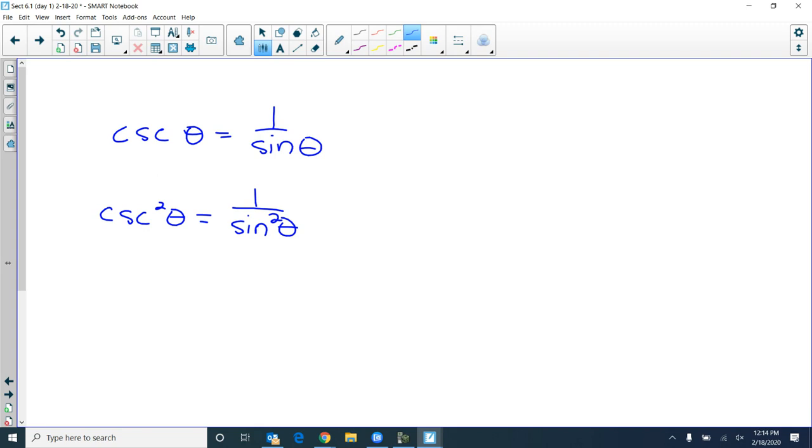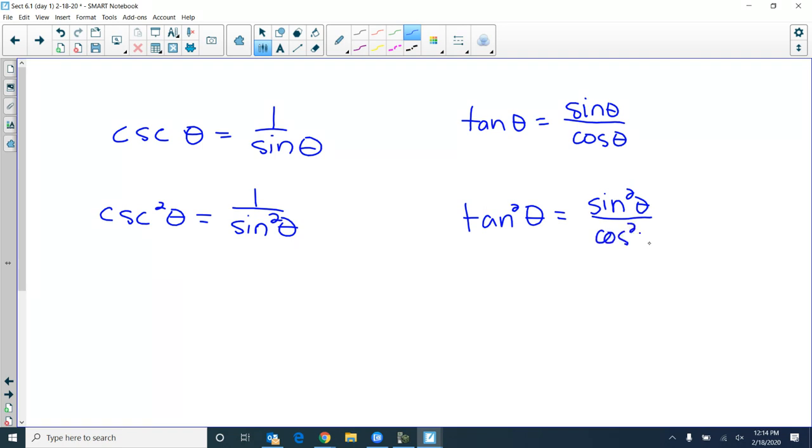And if you think about this, tangent of theta equals what? Tangent is sine over cosine. So tangent squared would be the same thing as what? Sine squared over cosine squared. All right, so those things are going to come up within the course of what we're doing. Just make sure you're familiar with that.